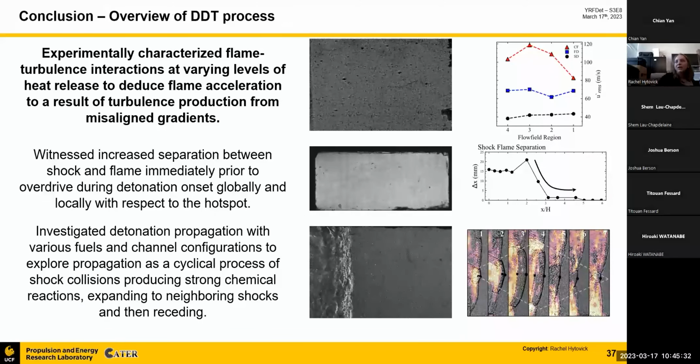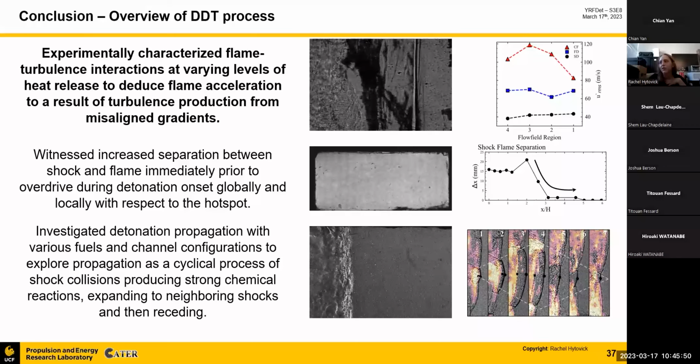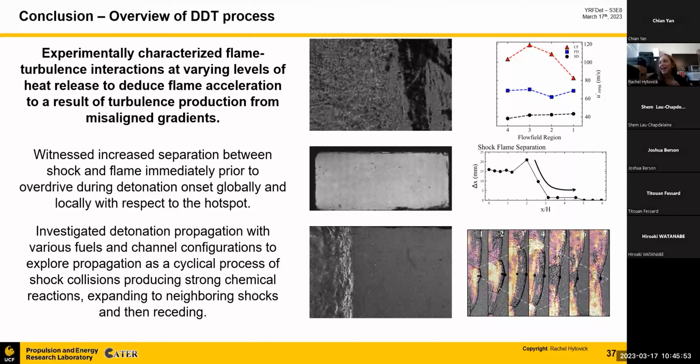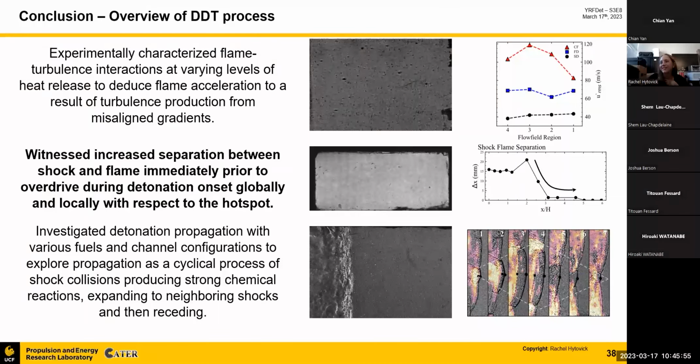And then as a quick conclusion of the entire overview, first we started out by experimentally characterizing flame turbulence interactions at varying levels of heat release to deduce flame acceleration as a result of turbulence production from misaligned gradients. And we can see a video of that on the right. This is some of the Shimadzu data we've taken, so it's just a good overview of what's happening. And then in the middle here, we witnessed increased separation between the shock and the flame immediately prior to onset. And locally, with respect to the hot cell, we saw pretty good expansion.